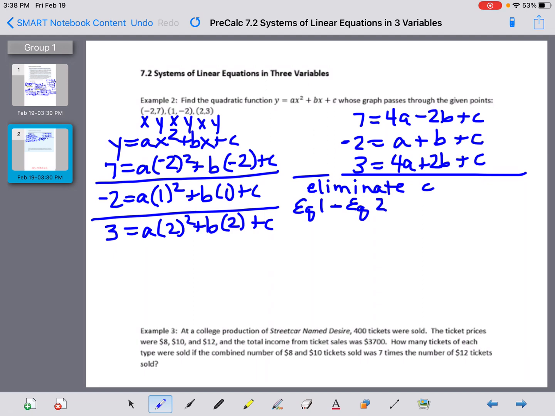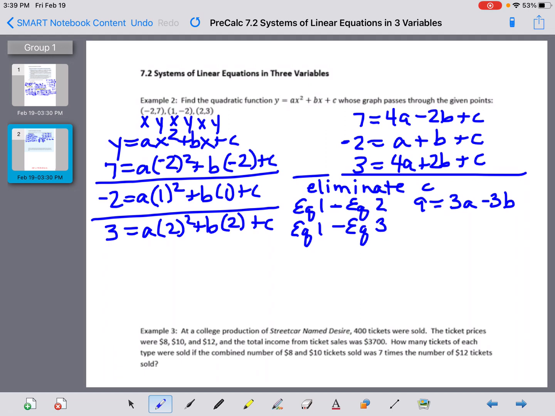So if I take 7 minus negative 2, I'm going to get 9. 4a minus a, I get 3a. Negative 2b minus b, I'm going to get negative 3b. C minus c is gone. Okay, I've got to use equation 3 this time. You know what, because it was easy enough, I'm going to do equation 1 again minus equation 3. Because again, as long as I use a different equation, and I have to use equation 3 this time.